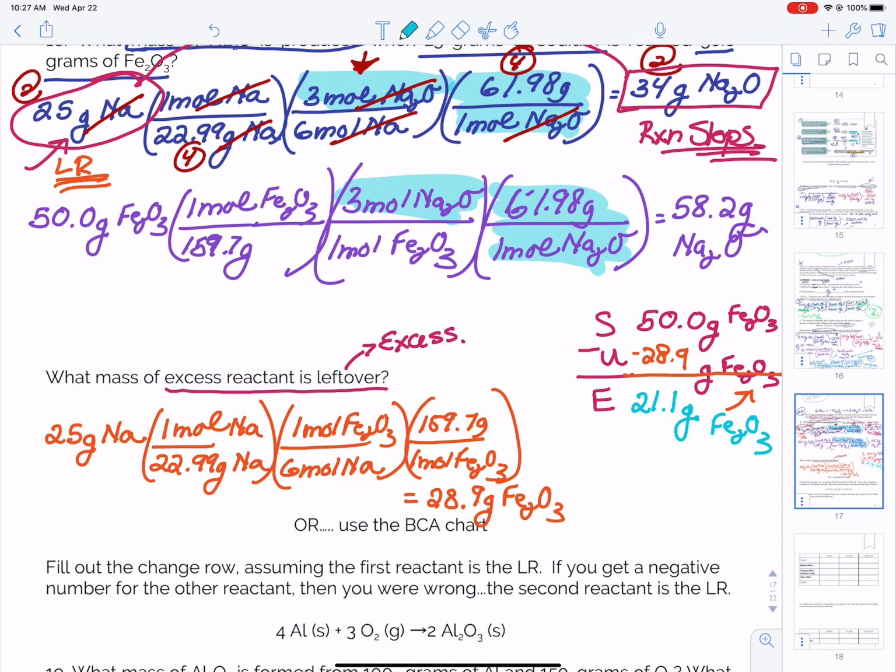I'll stop here because I don't want this video to be too long. This is video 7A. Then I'm going to show you the third way of doing these problems in 7B. That should give you all 3 different ways of solving limiting reactant problems, and then you can work on homework problems 26, 27, and 28.